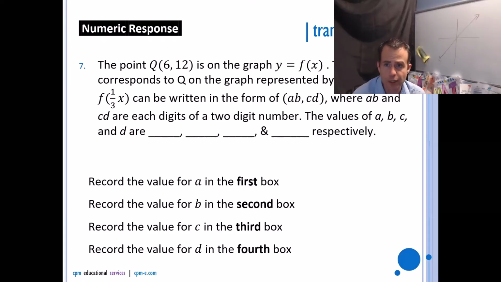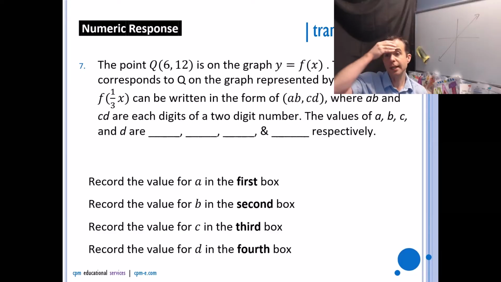Well, let's talk about x. What did I do to x? Well, x got replaced with 1/3 x, which means that's a horizontal stretch of 3. So that means I'm going to multiply all my x values by 3. So 6 times 3 is going to turn out to be 18. So that's my AB. That means A is 1 and B is 8. Okay, because it said AB was a two-digit number.